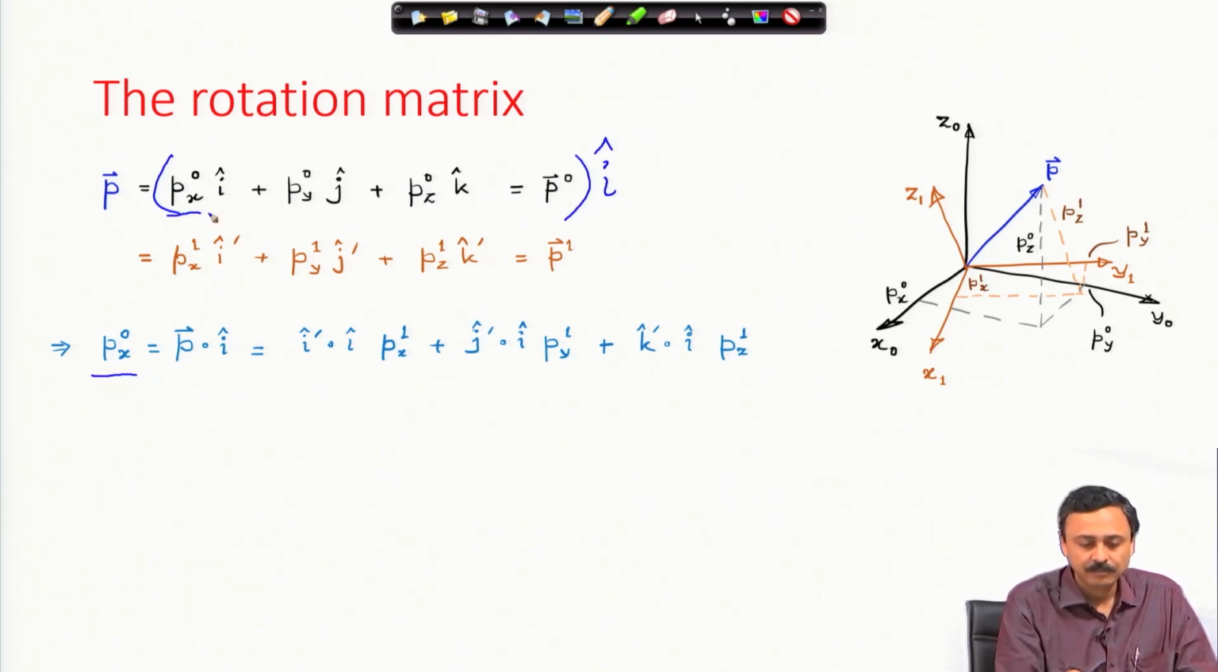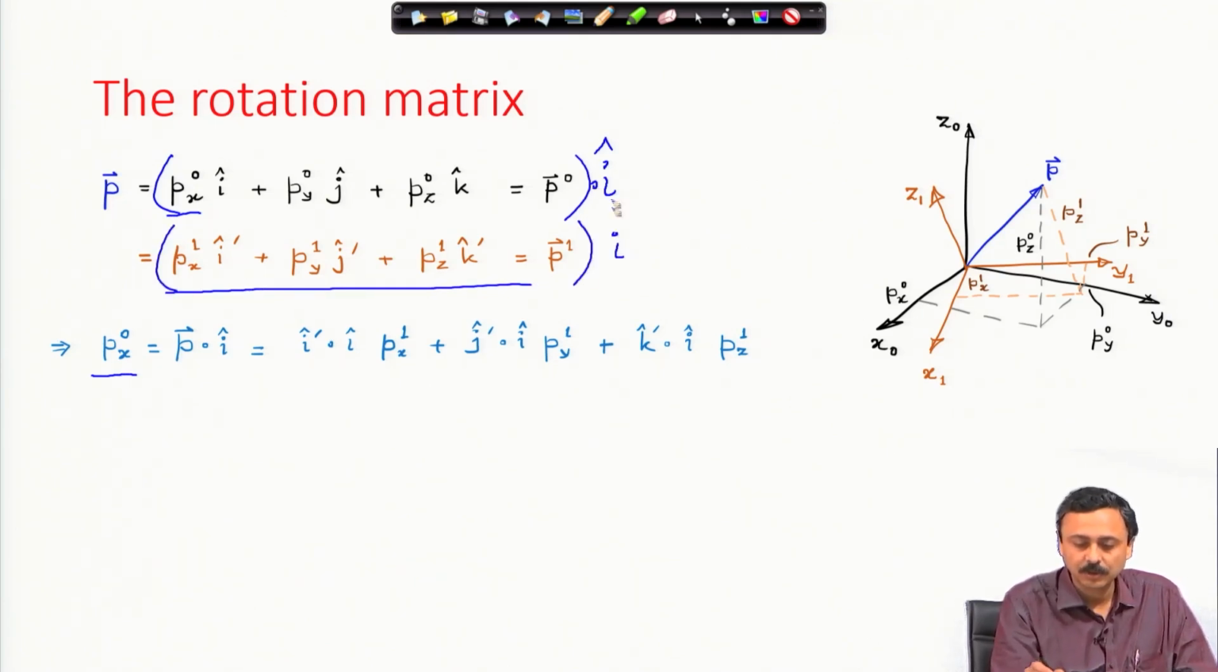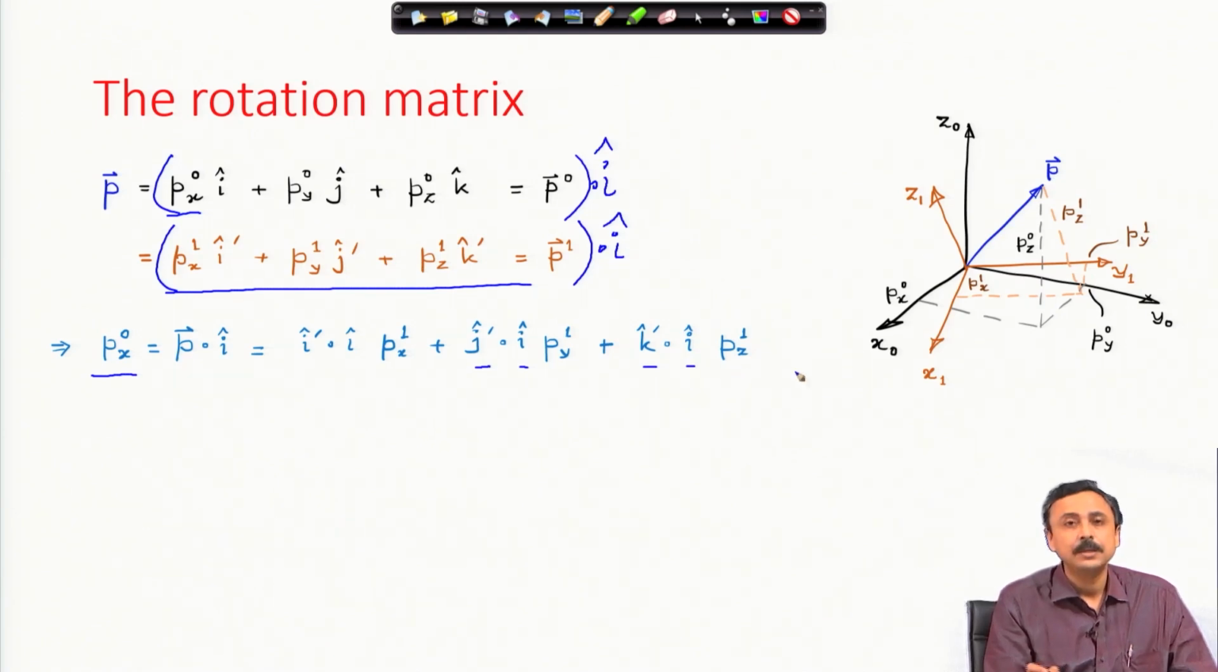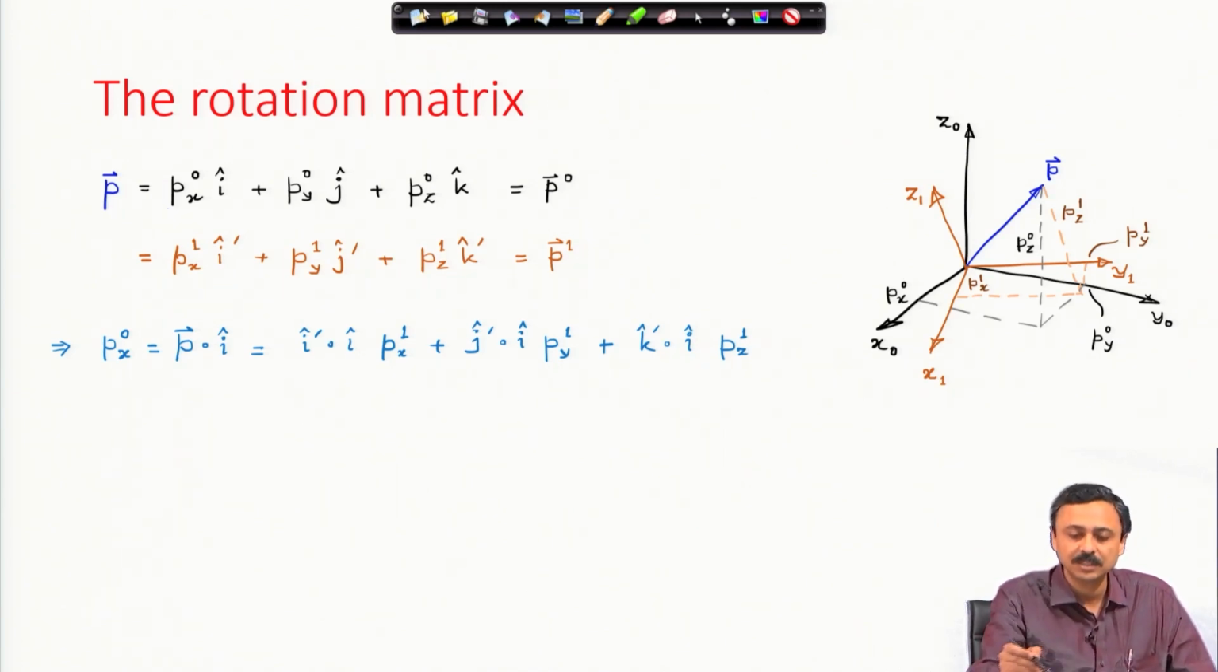This I have written already. But if I choose the other representation to take the dot product with i cap, then I get i prime dot i p x 1, j prime dot i p y 1, k prime dot i p z 1. Both sides are equal because we are taking the dot product with the same vector. Therefore, they cannot give us different things, they must give us the same thing.